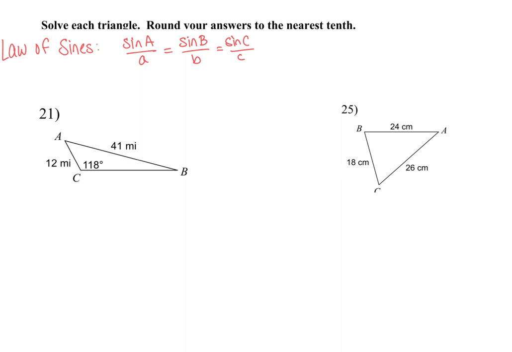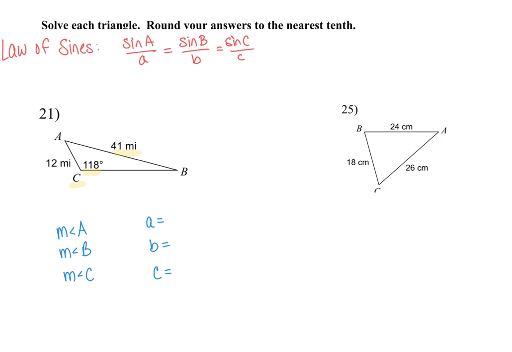So they want me to solve the triangle. That means I need all the sides and all the angles, right? So I need the measure of angle A. I need the measure of angle B. I need the measure of angle C. I need side a, side b, and side c. All right. In order to use law of sines, I must have an angle and the side opposite, which I do. I have angle C and I have side c.